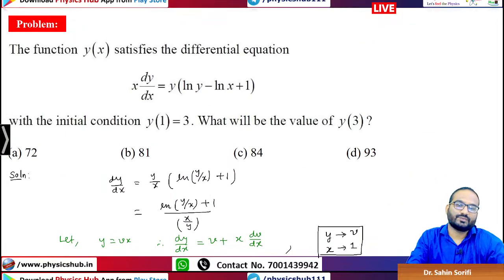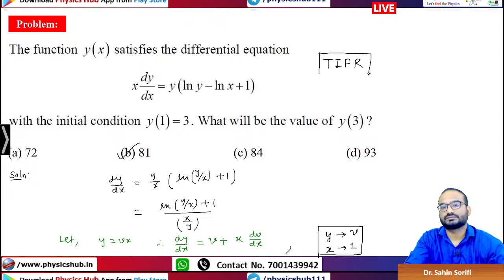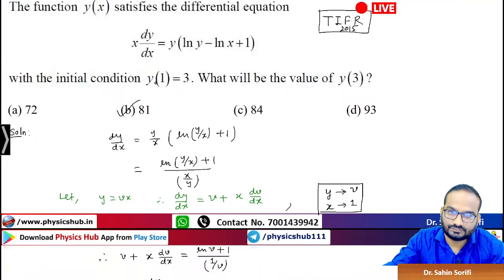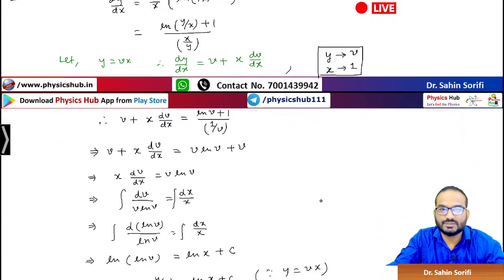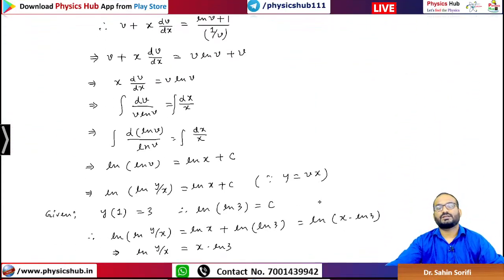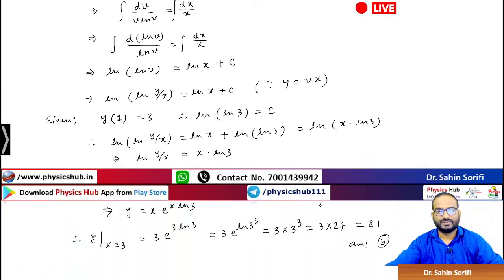This is a TIFR problem. This problem came in TIFR 2015. Look, if you do it systematically, then you will get the answer easily.